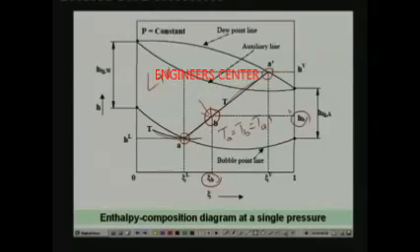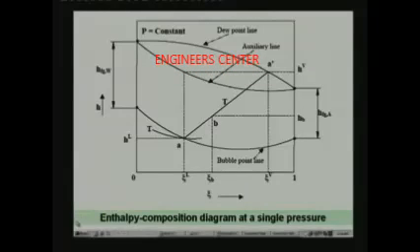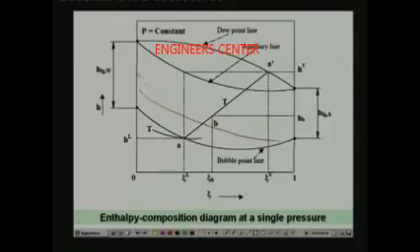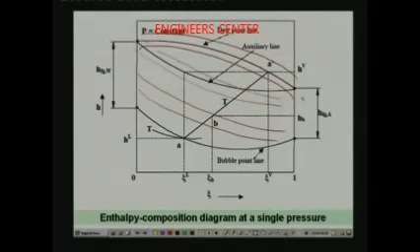So, this is a very useful chart, and if you plot this for different pressures, as you will see later, you will have different lines: different bubble point lines, similarly different dew point lines, and different auxiliary lines. So, you will find a whole lot of lines on a typical total enthalpy composition diagram for a binary mixture.